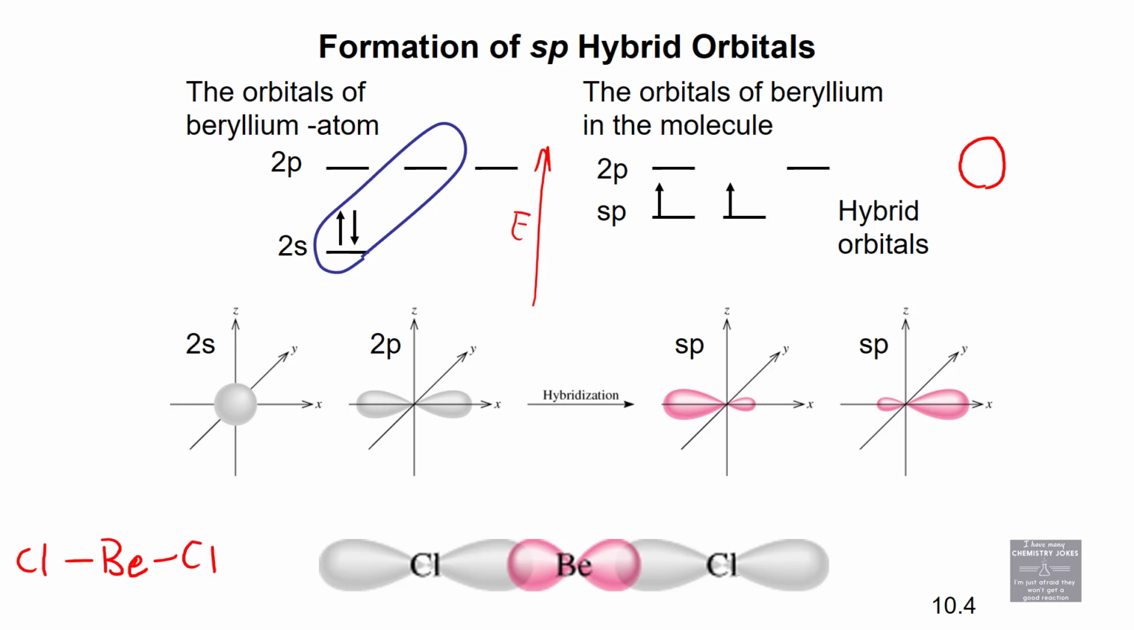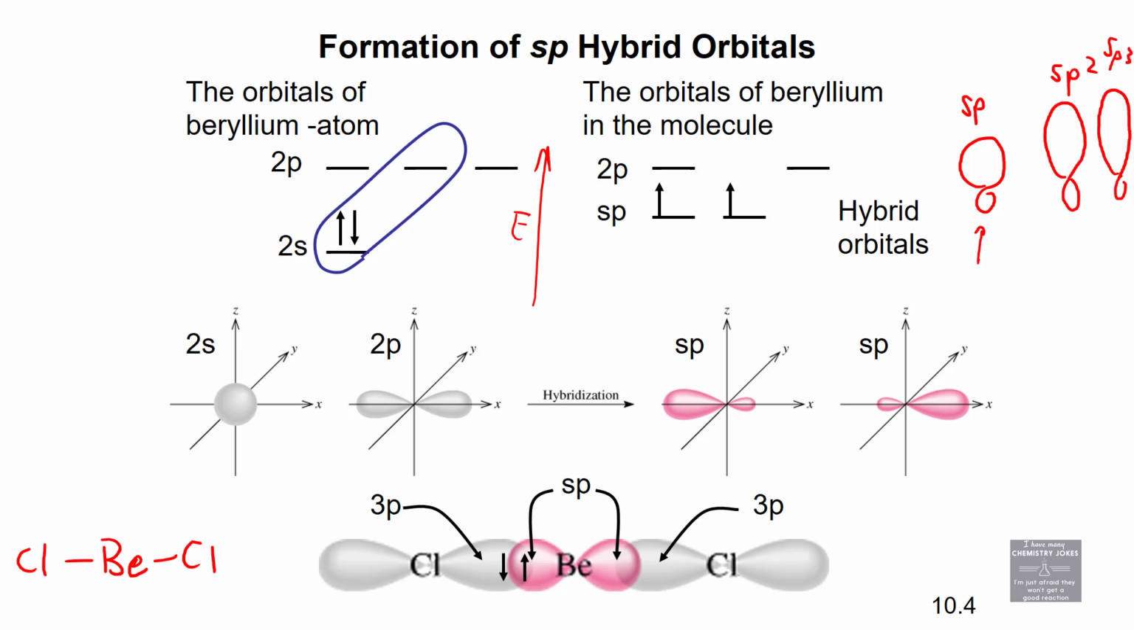So if I'm hand drawing it, this might be an sp, while this one that's a little bit longer and leaner might be an sp2 because it's got more p character. And this one that's even a little bit longer and leaner is an sp3 kind of orbital. This one is a little more sphere-like because it has a little more s character. These are pink sp orbitals. They're making sigma bonds. This is a sigma bond. This is a sigma bond because I'm using a hybrid orbital to make those 2 bonds.